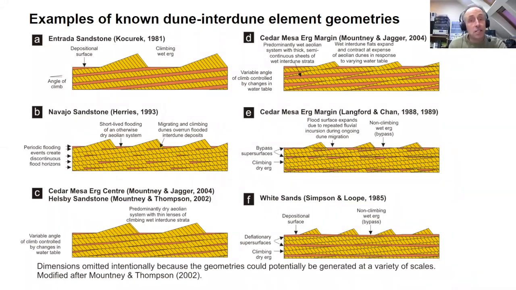At its simplest, systems can just climb, rather like example A, and this is from Gary Kocurek's work on the Entrada sandstone from the early 1980s. And then example F, from Simpson and Loope and from other people similar to this, we've got planation surfaces which are truncating Aeolian sequences. And so these would be supersurfaces. And we have a whole variety in between.